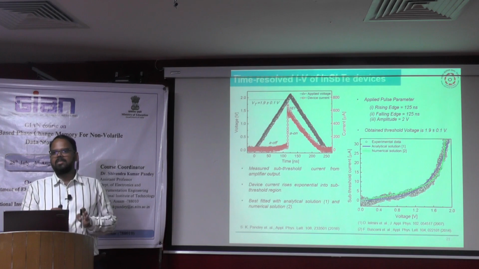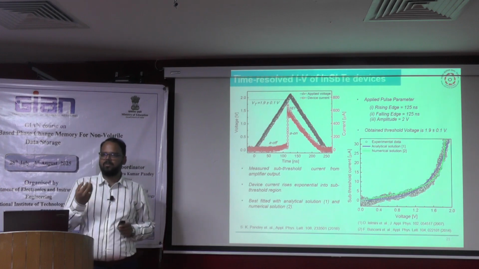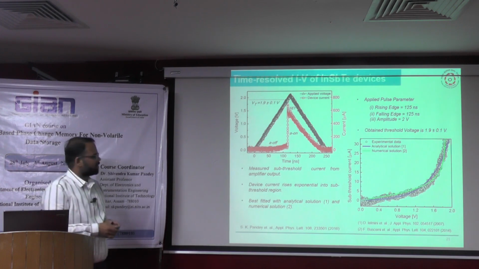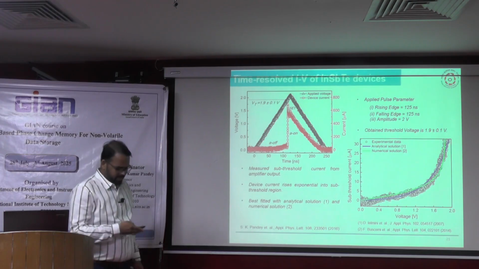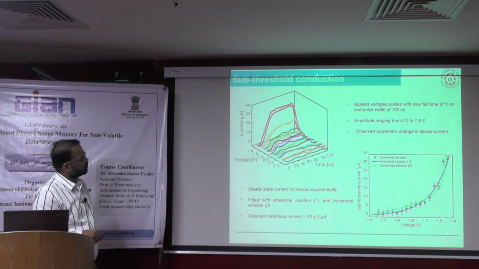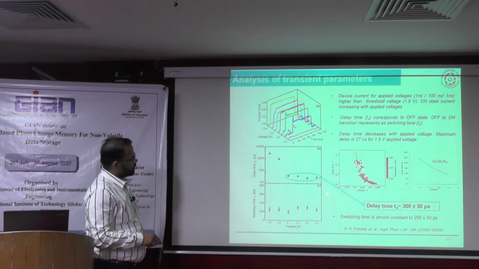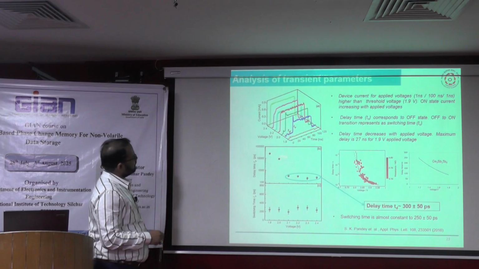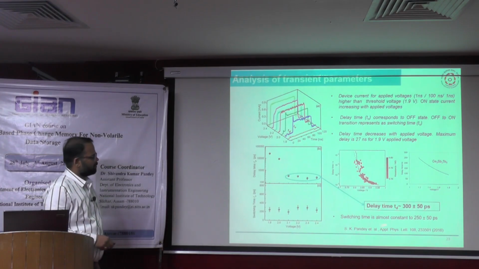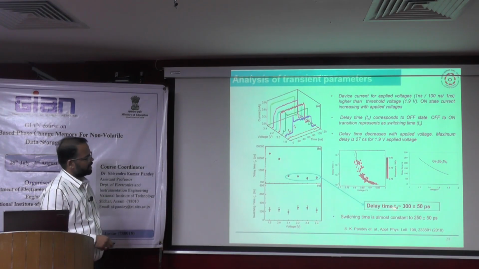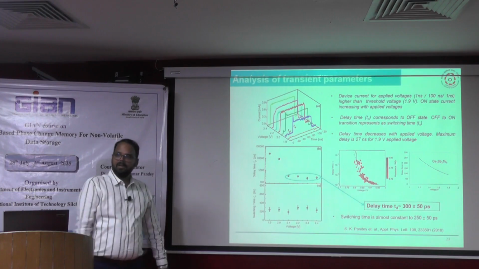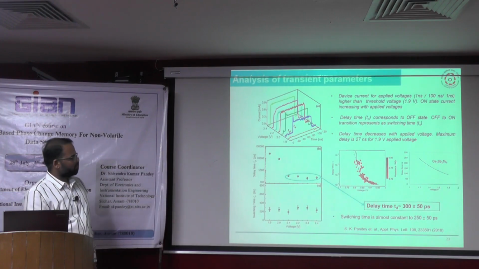So this is just to see at what voltage the material is getting to switch. It is around 1.9 volt. Here, what I wanted to show you is the switching actually. The switching for this reported material, in this particular work, is around 300 picosecond. This is the fastest reported value for this.